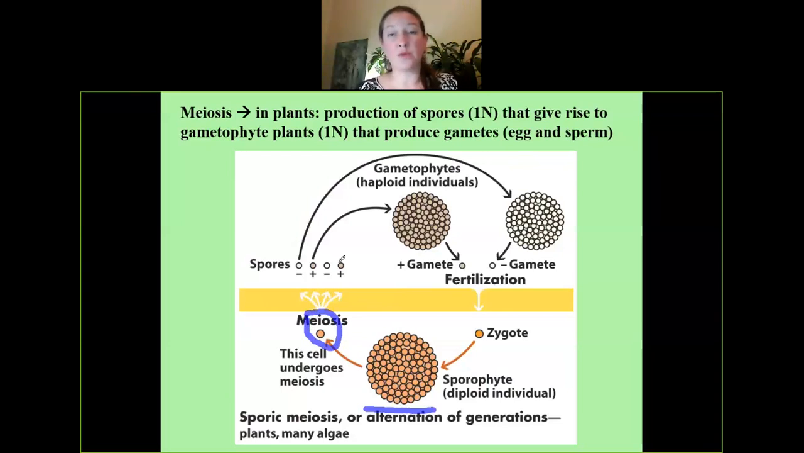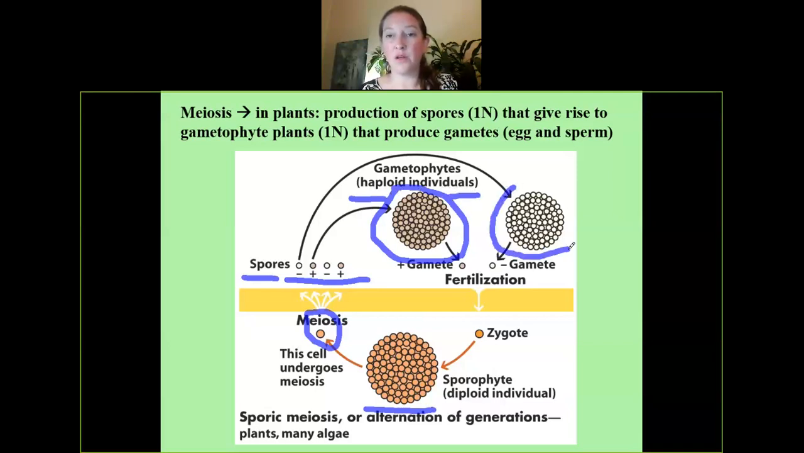However, now, because we're talking about plants, the cells that result, the 4 daughter cells, are not going to be gametes, egg and sperm. They're going to be spores. Those spores are going to grow into haploid individuals. See here? Haploid plant individuals. And those haploid plant individuals are going to be the things that make the gametes.